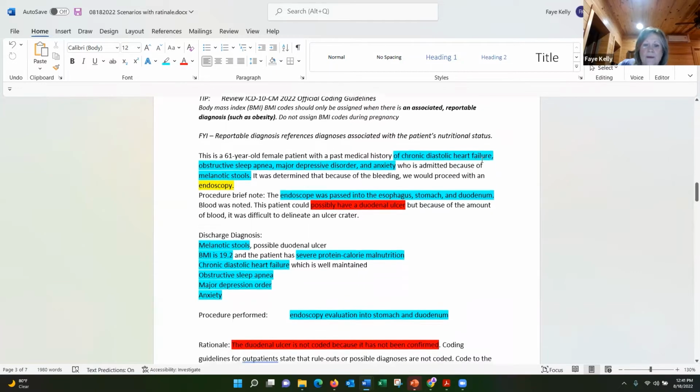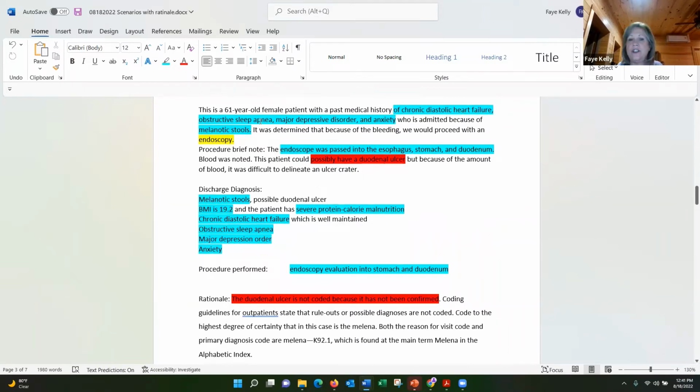All right, so let's look at our patient. This is a 61-year-old female with a past medical history. She has chronic diastolic heart failure, obstructive sleep apnea, major depressive disorder, and anxiety. She's being admitted because of melanotic stools. It was determined that because of this bleeding, they would do an endoscopy. The endoscopy note tells us that it was passed into the esophagus, the stomach, and the duodenum. There was blood noted. The patient could possibly have a duodenal ulcer, but because of the amount of blood, it was difficult to delineate an ulcer crater.